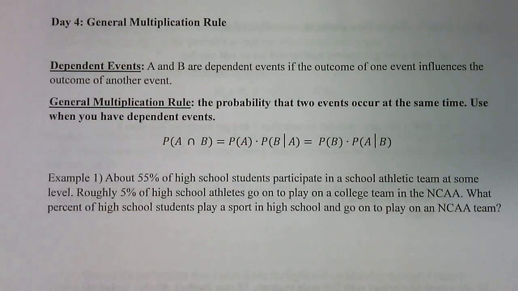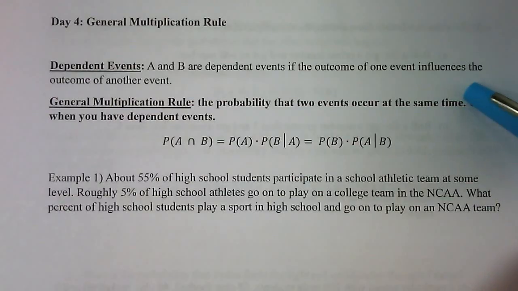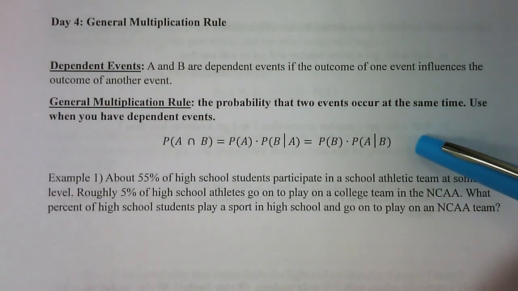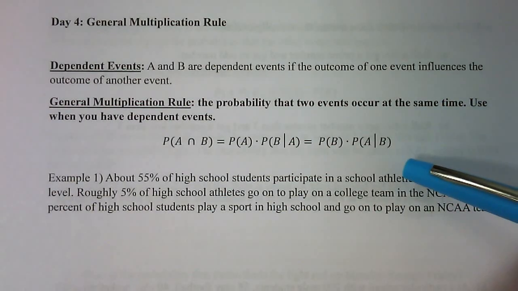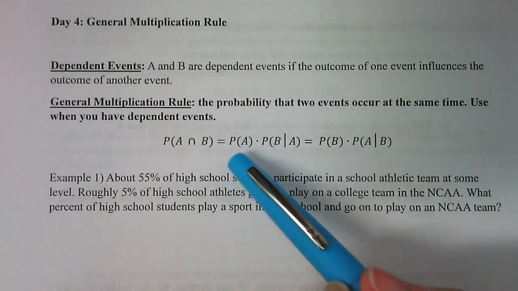Okay, for this day, we're going to talk about dependent events, and then we're going to talk about independent events. Dependent events are when the outcome of one event influences the outcome of another event. Okay, and then there's a rule that we basically use for that.